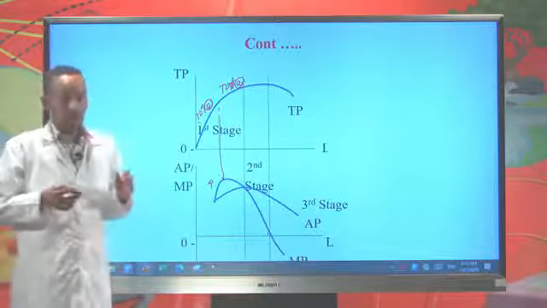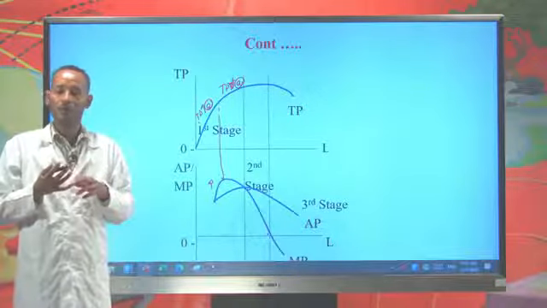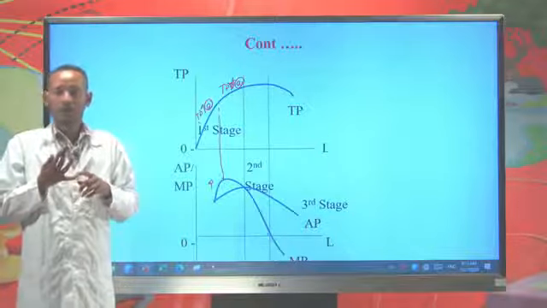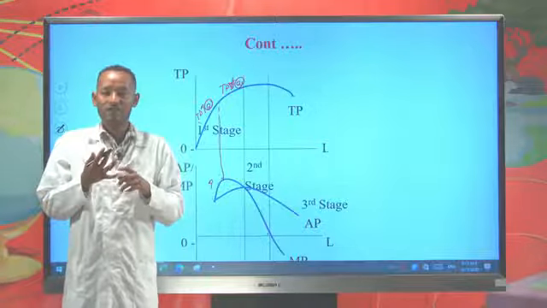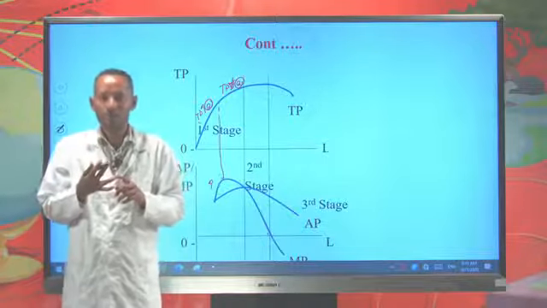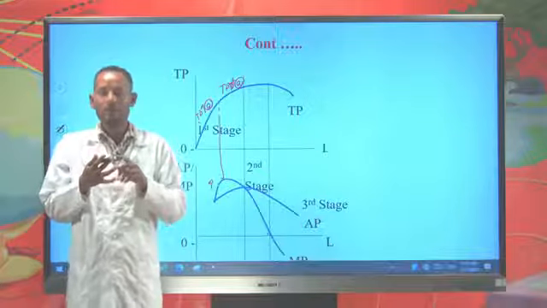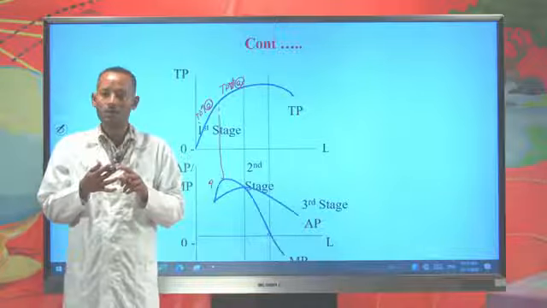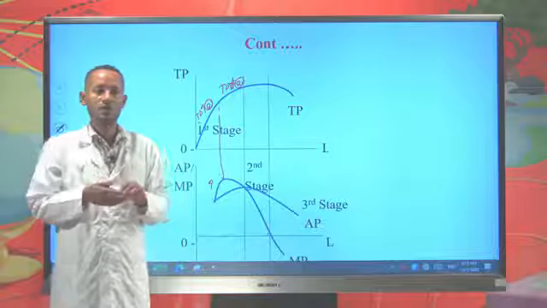So the four relationships between TP and MP are: whenever MP increases, TP increases at an increasing rate. Whenever MP declines but is positive, TP increases at a decreasing rate. Third, whenever TP reaches its maximum, MP is 0. And finally, whenever TP declines, MP is always negative.